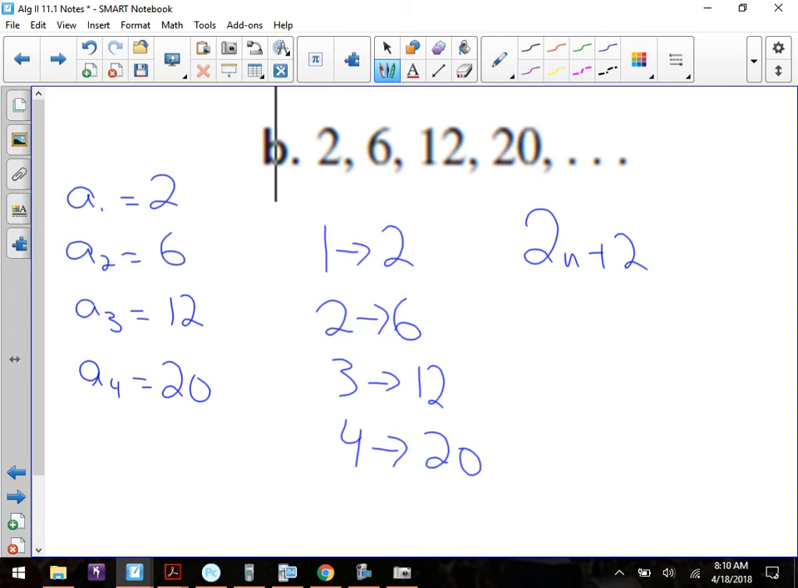What do you think, Sword? You do n times 2, and then you. So you're saying n times n plus 2? Okay. If you go that route, if your first term is 1, what's 1 times 1 plus 2? 3. Okay. You're getting close to it.